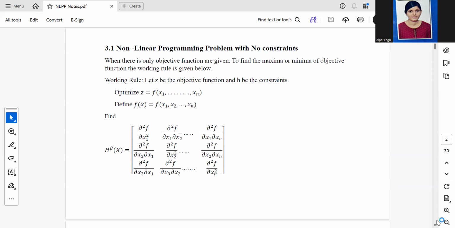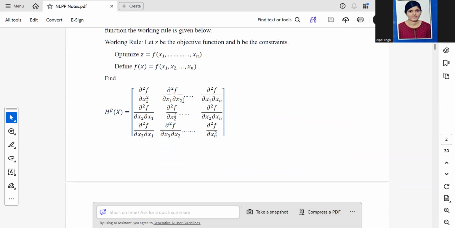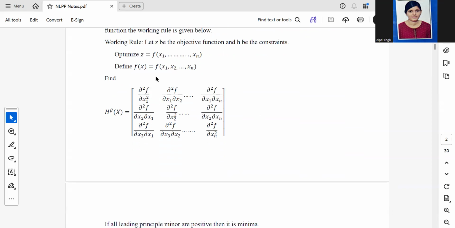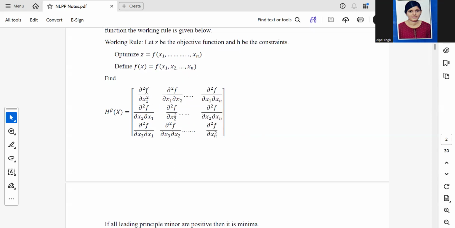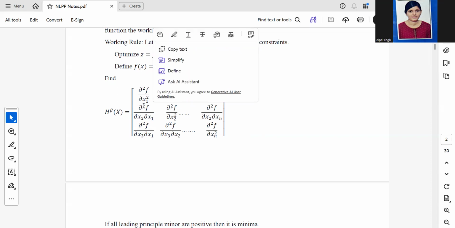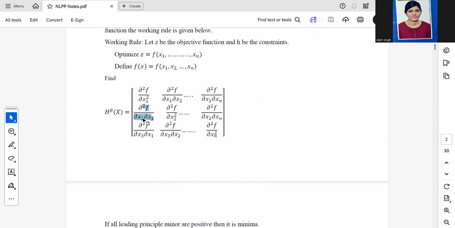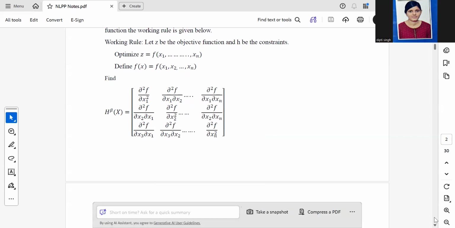Just calculate the Hessian matrix: the second derivative with respect to the first decision variable, like this, del squared f over del x1 squared, then x1 x2, then likewise x1 xn. For the second row, take the second derivative with respect to x2, then x1, then x2 twice, and so on up to the end.